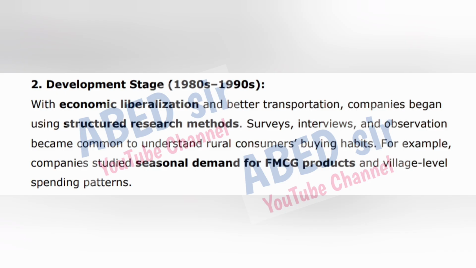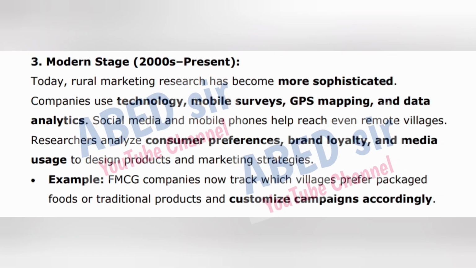For example, companies studied seasonal demand for FMCG products and village-level spending patterns. 3. Modern stage, 2000s present. Today, rural marketing research has become more sophisticated. Companies use technology, mobile surveys, GPS mapping, and data analytics. Social media and mobile phones help reach even remote villages.